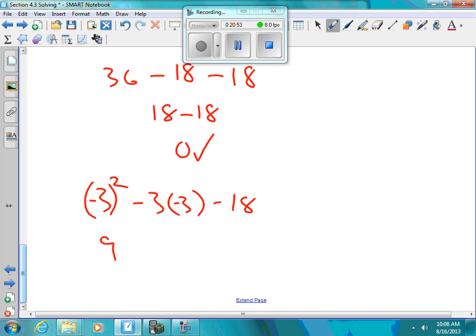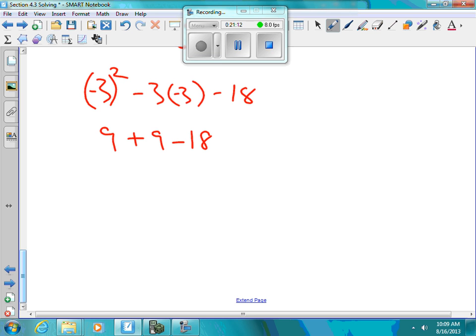When you put that in your calculator, if you don't put parentheses around that negative 3, then you are going to get negative 9 when you square it. You have to put parentheses. Your calculator is squaring, then the negative. You want to multiply negative 3 times negative 3, which is a positive 9. Negative 3 times negative 3, once again, positive 9 minus 18. Once it's all addition, we go left to right. 18 minus 18 is 0.